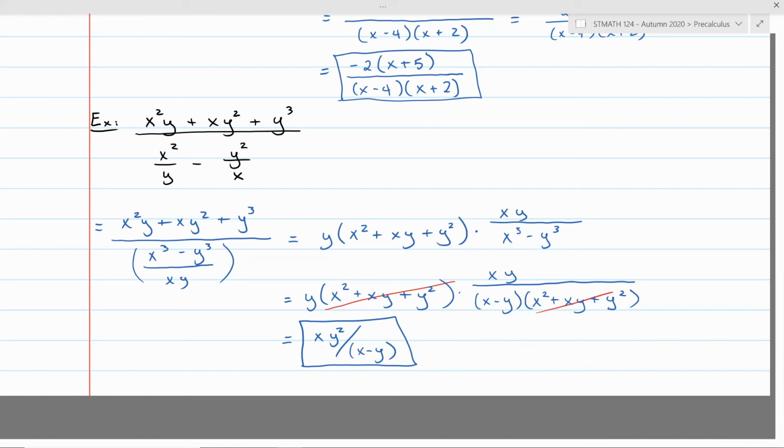So being able to categorize the type of problem that you're looking at and then find the relevant rules and techniques for simplifying them is important. And if that fails, you can always come ask your professor.